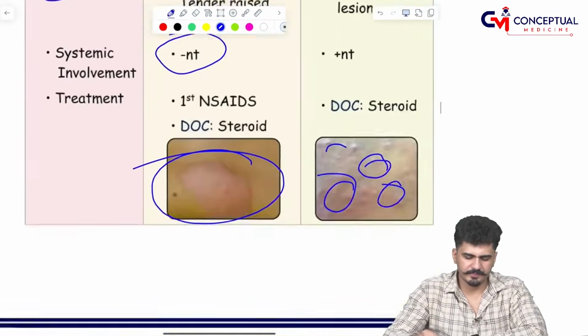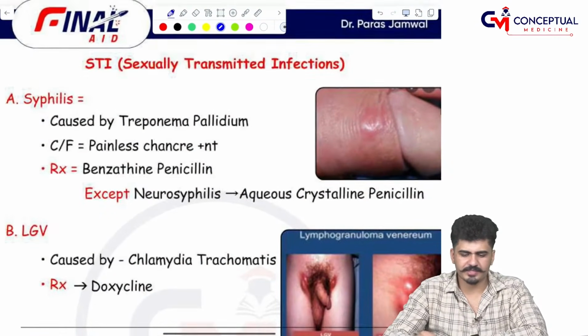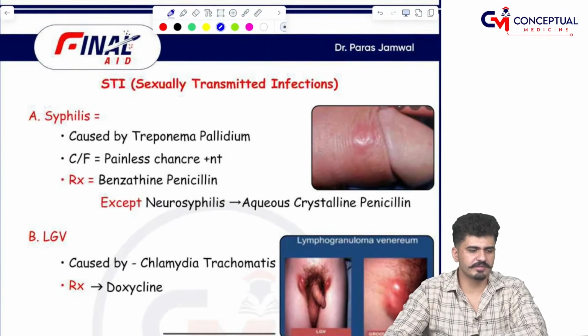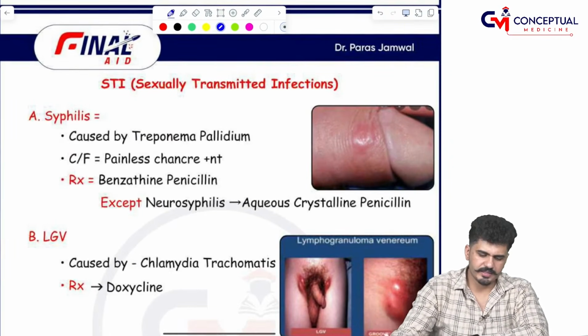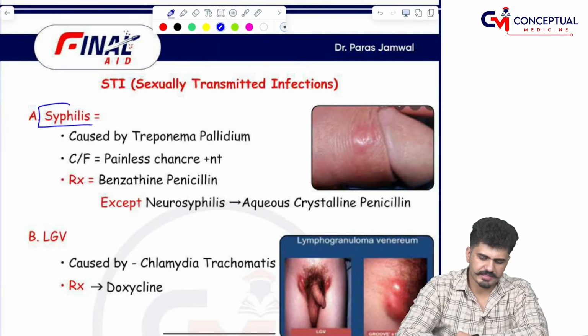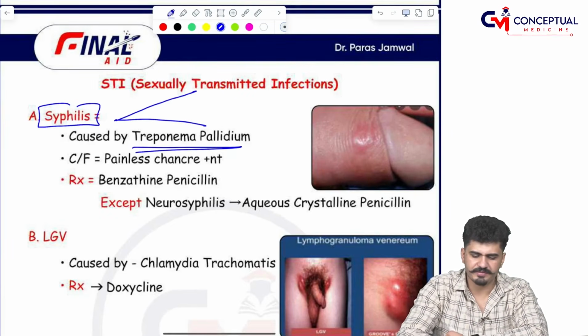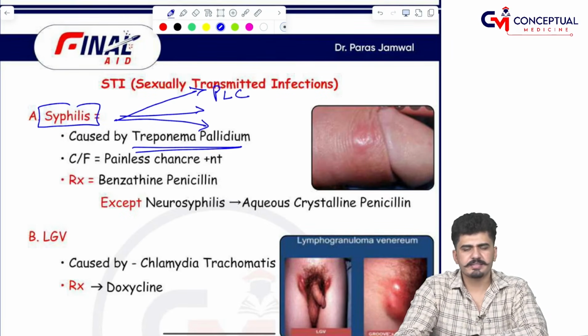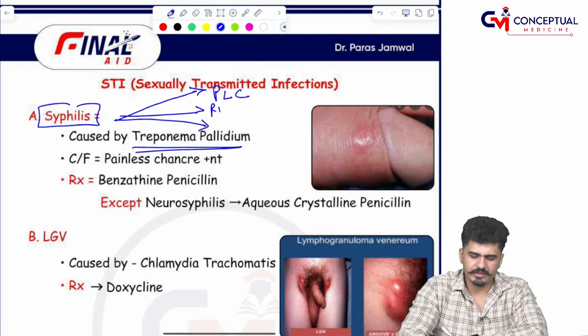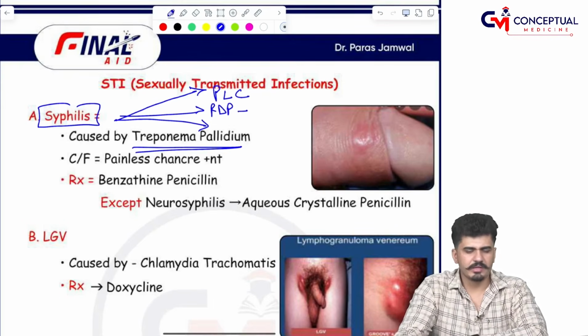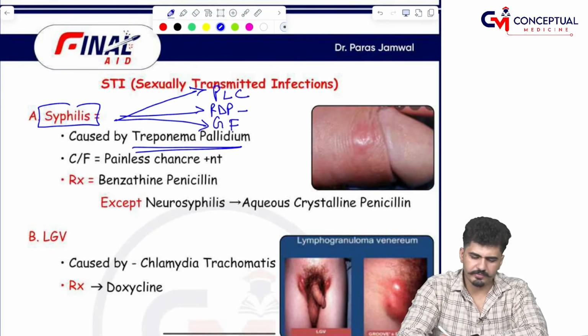Let's move ahead. Let's talk about the sexually transmitted infections. Sir, first of all, syphilis. It is caused by Treponema pallidum. There are 3 stages of syphilis. Can anyone tell me the 3 stages of syphilis? First stage is going to be the painless chancre. Second, there is going to be the raindrop pigmentation. Third is going to be the gumma formation.